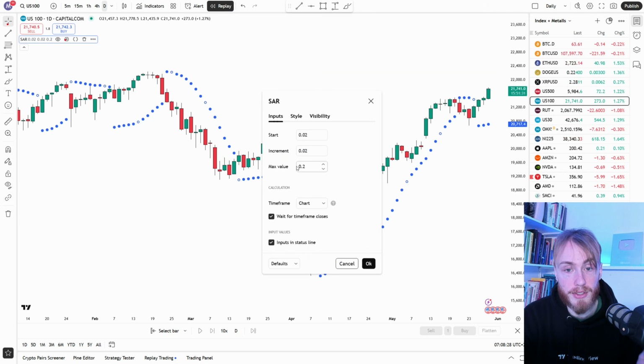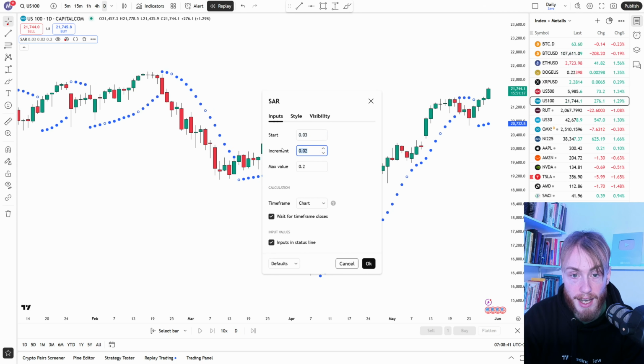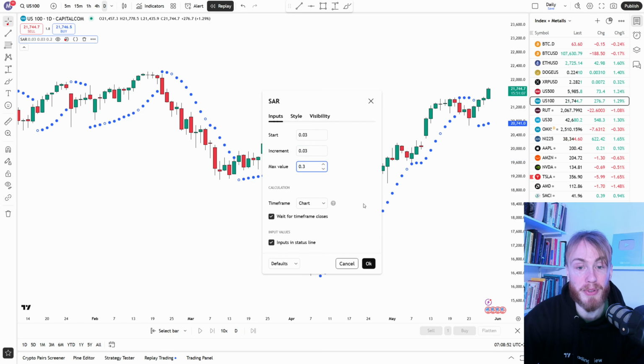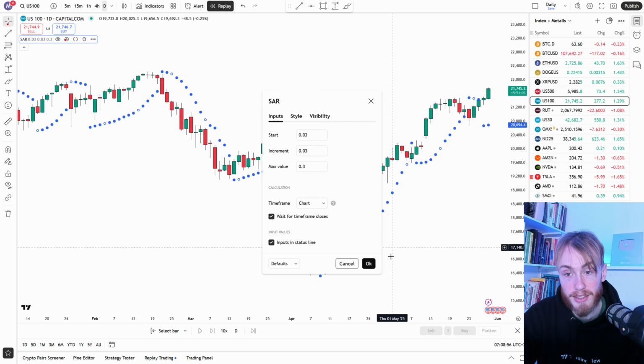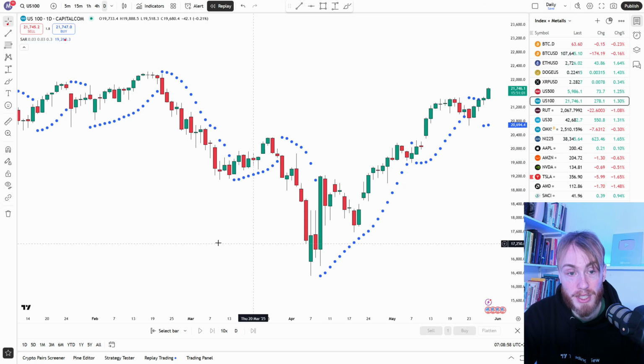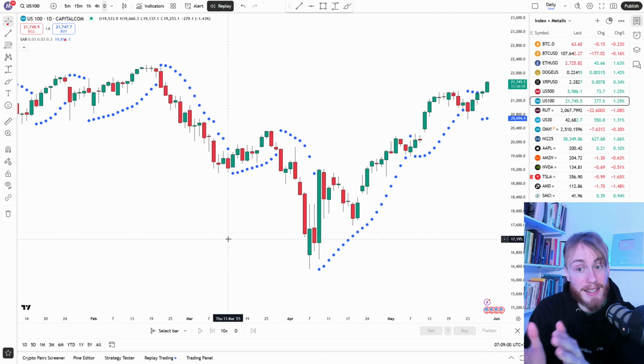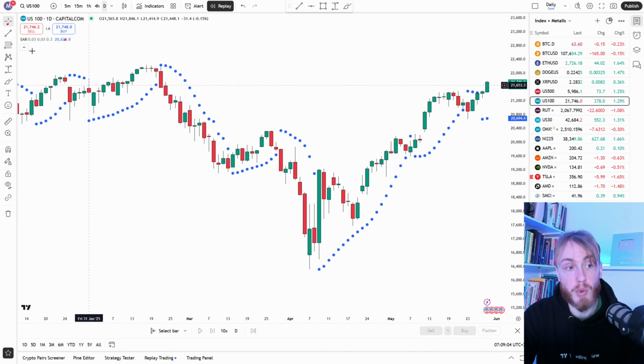So let's go back here to the settings tab. Using a setting of 0.03 for both the start and the increment here. So 0.03, 0.03, and the max value to 0.3 as well, will make the signals much tighter. You can, for example, see that if we press OK here, the bands will be much tighter here. And this can be very good if you want to catch shorter term moves.